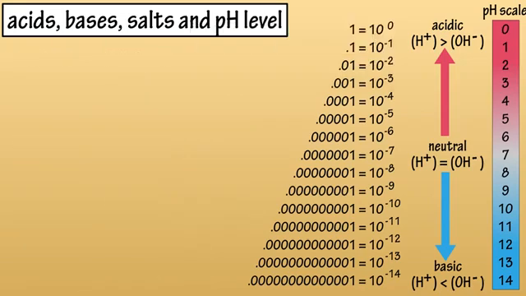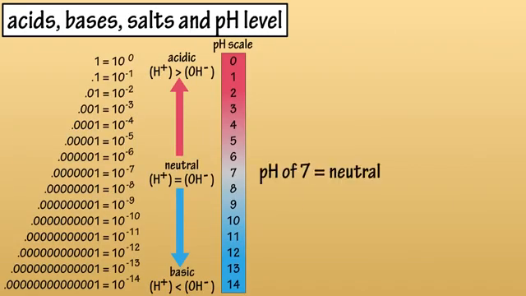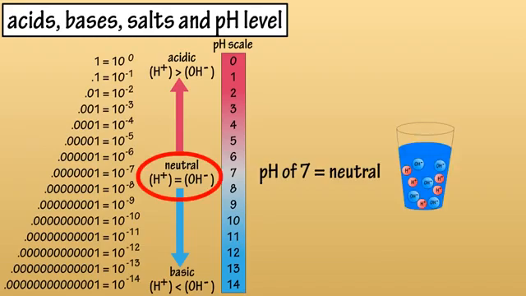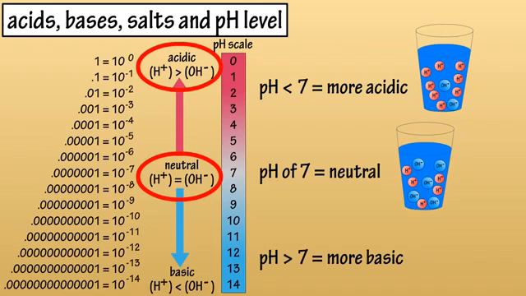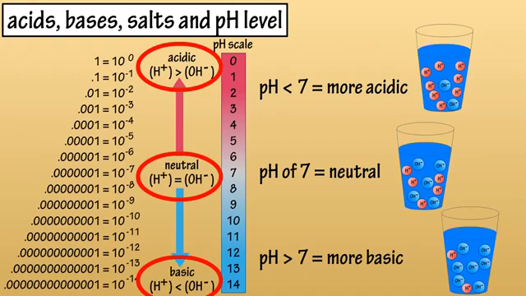On a pH scale, a pH of 7 means the solution is neutral, or the number of positive hydrogen ions equals the number of negative hydroxide or OH ions. A pH of less than 7 means the solution is more acidic, or more hydrogen ions than hydroxide ions. And a pH of greater than 7 means the solution is more basic, or more hydroxide ions than hydrogen ions.